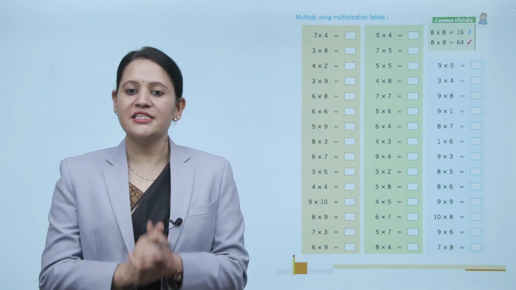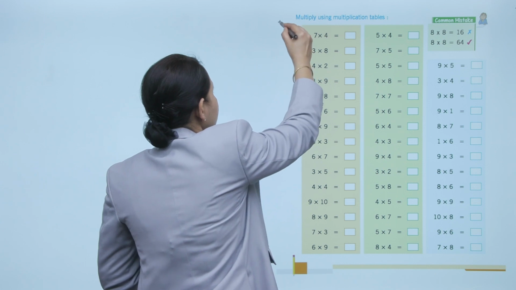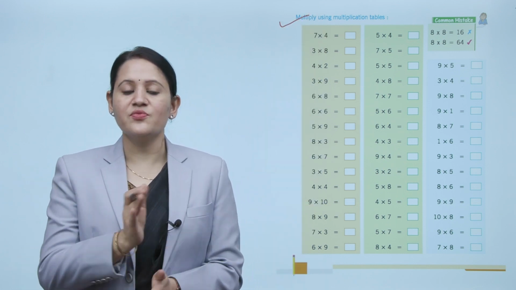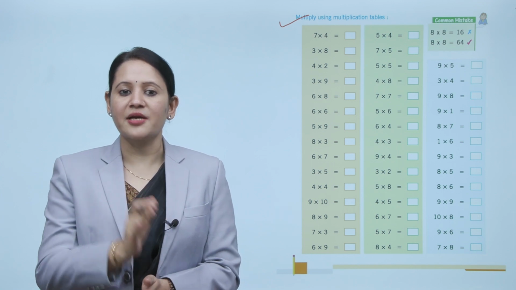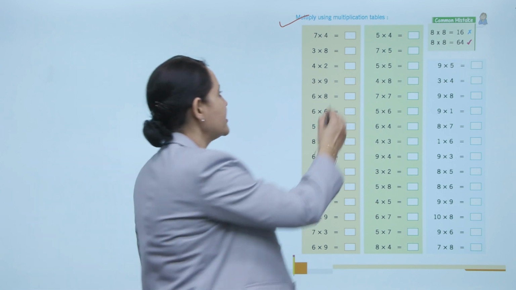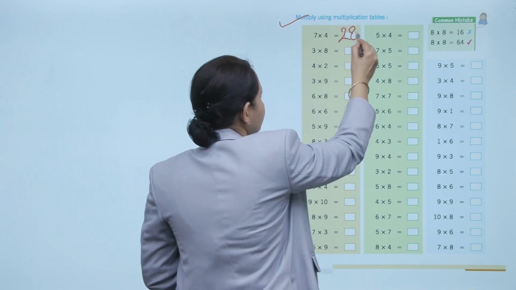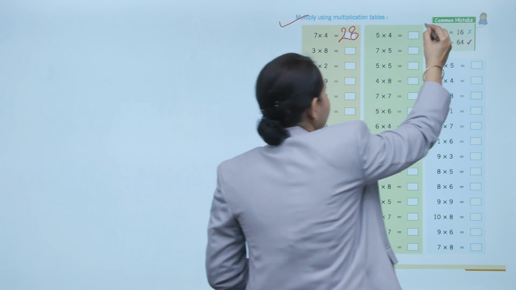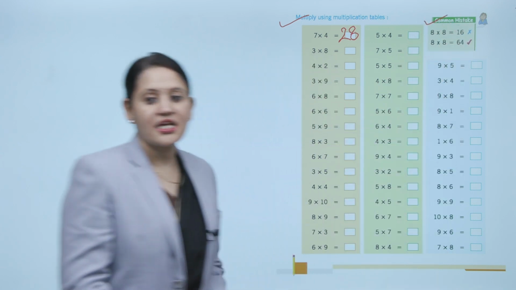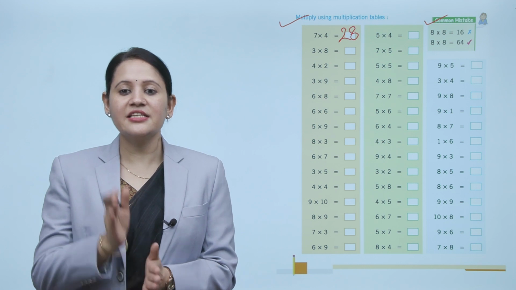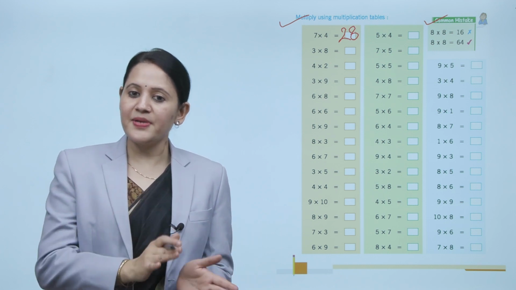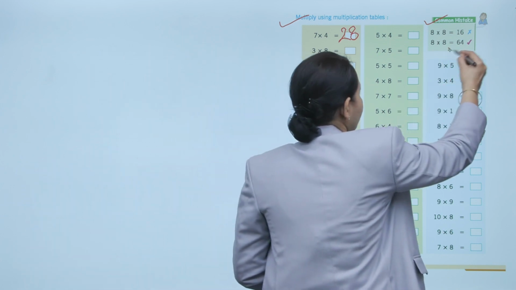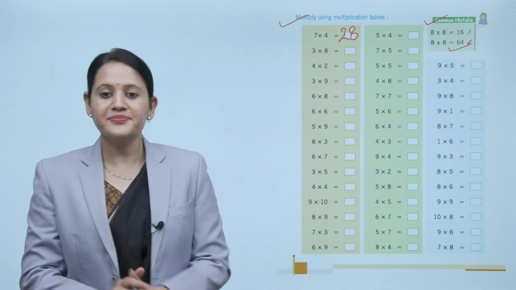Multiply using multiplication table. 7 into 4 means we have to count the 7 table 4 times. 7 into 4, that is 28. Next, common mistake. 8 multiplied by 8 is not equal to 16. 8 plus 8 is 16, 8 into 8 is 64. Clear?